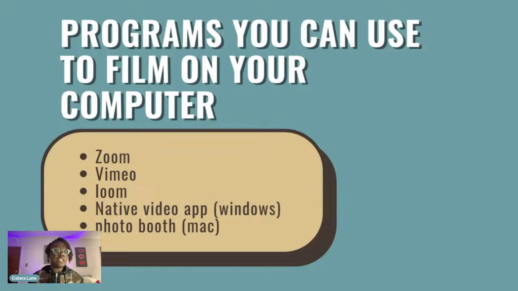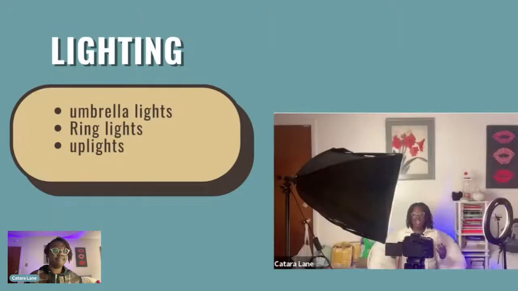Other apps that you can use is the native video app. Now, I don't have my Windows computer, so I forgot what the name of the app is, but it should be the camera app on your Windows computer. Or you can also use Photo Booth. Photo Booth is Mac's camera app. They have a camera in there, and they also have a recording space, so you can record videos on your computer if you don't have a camera, or if you don't have a phone.